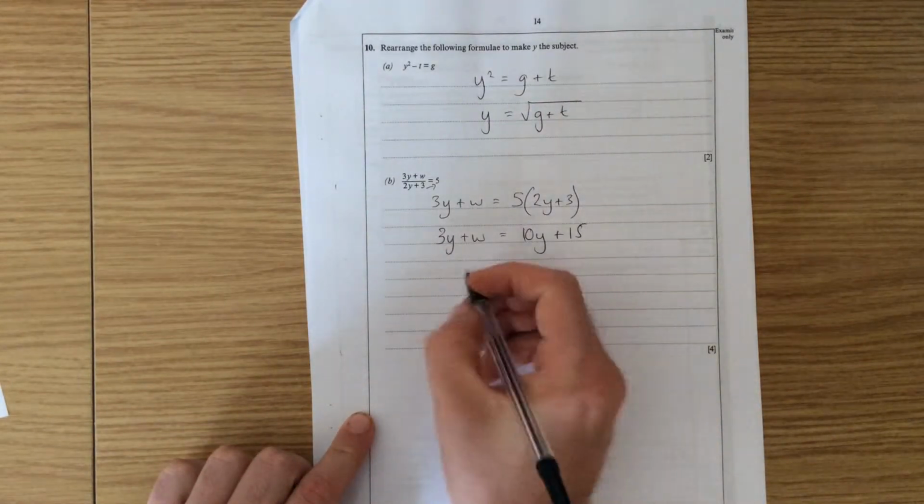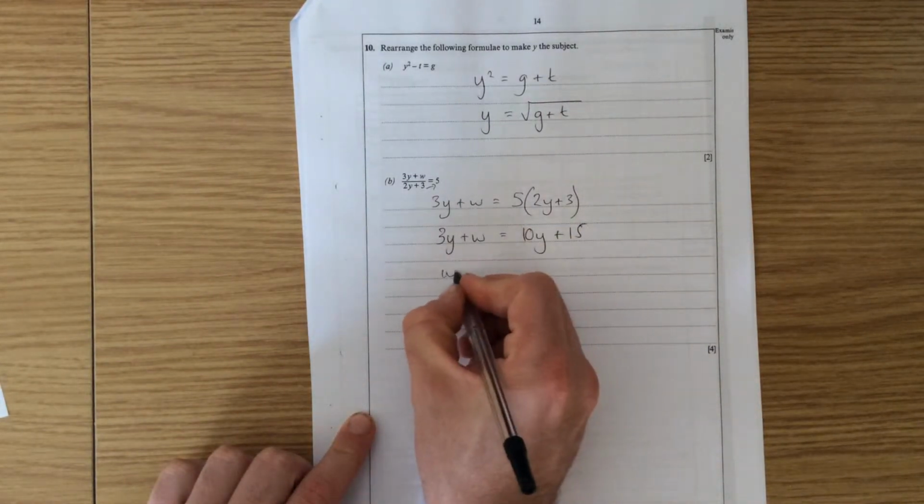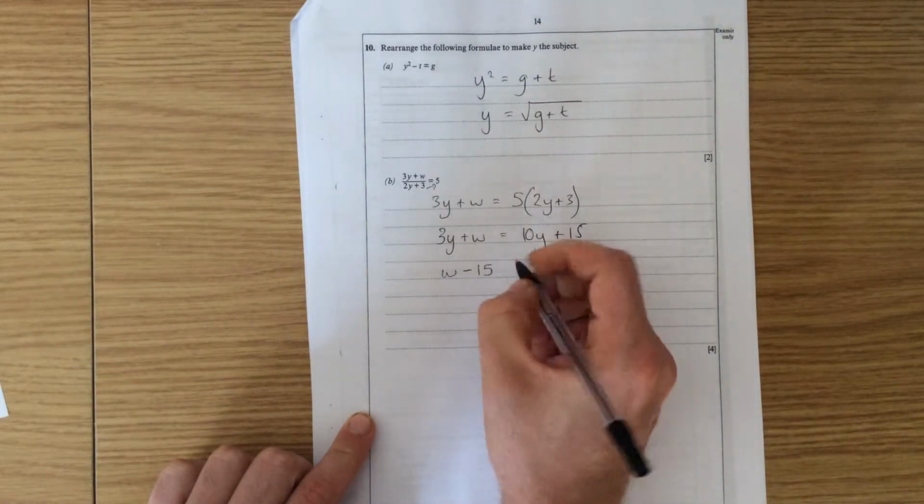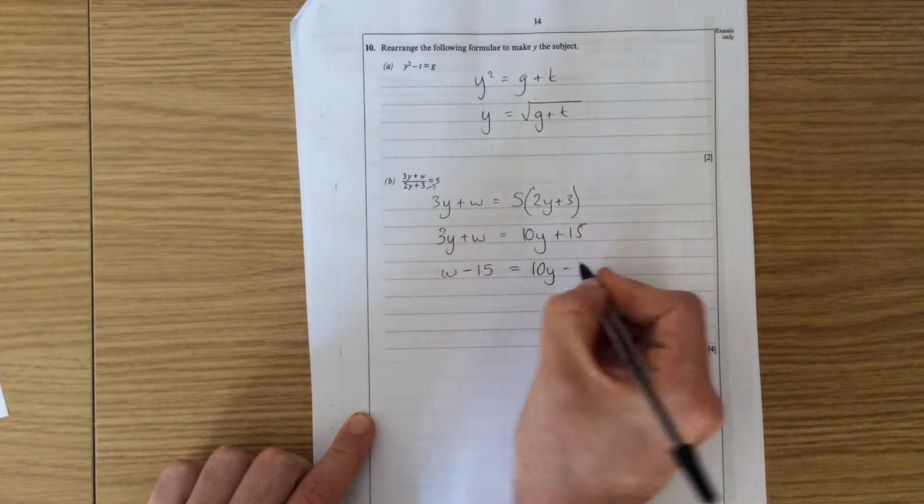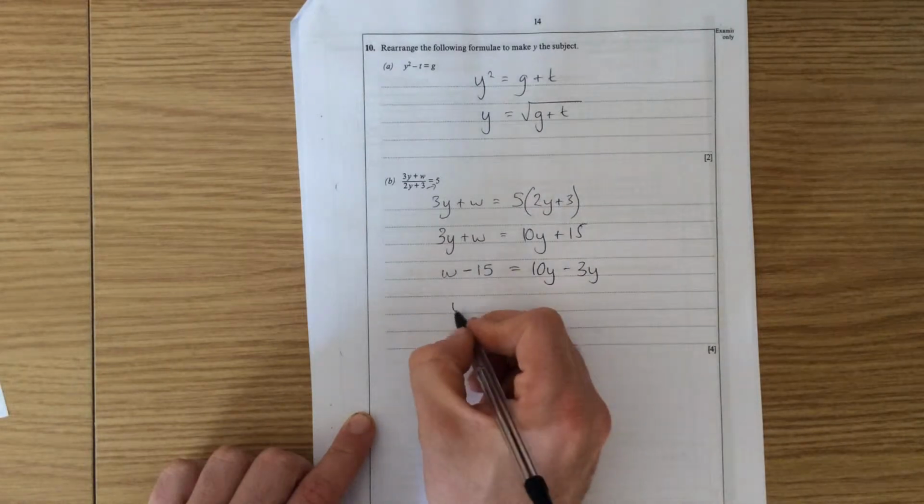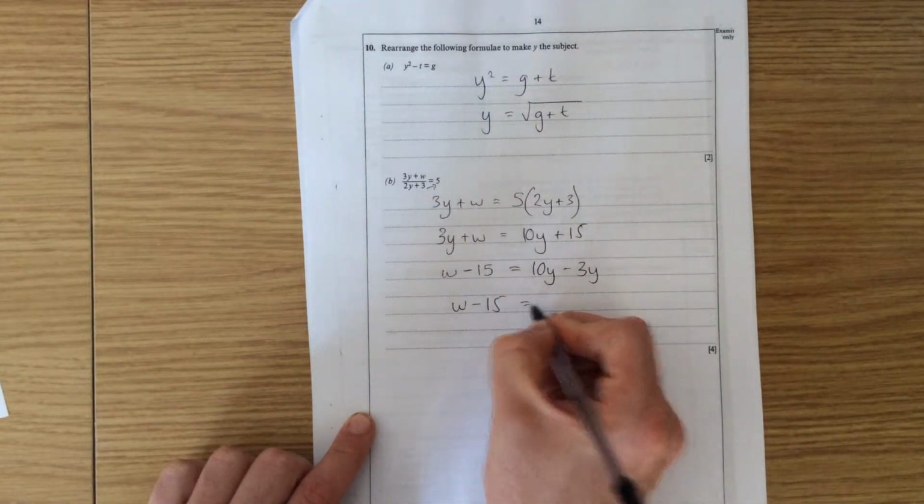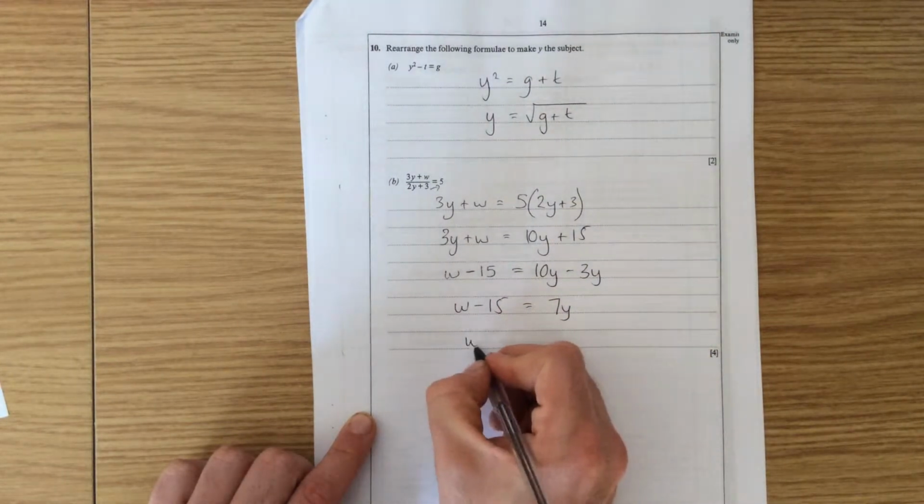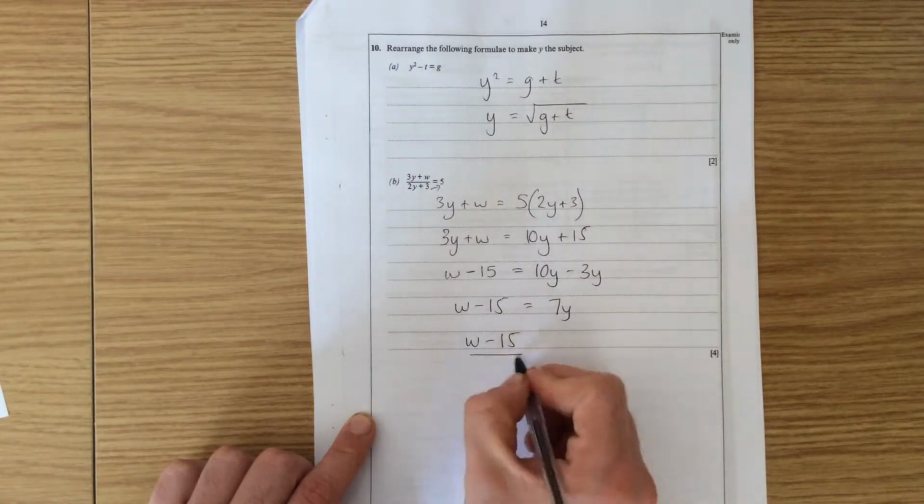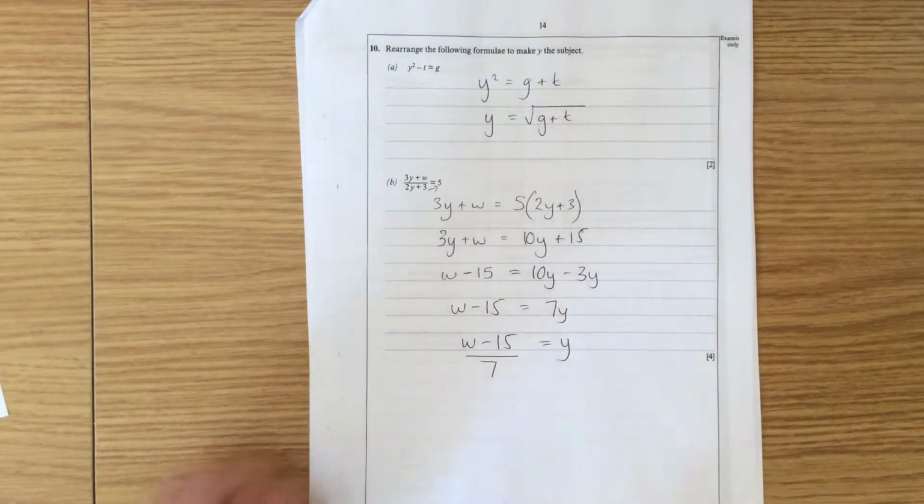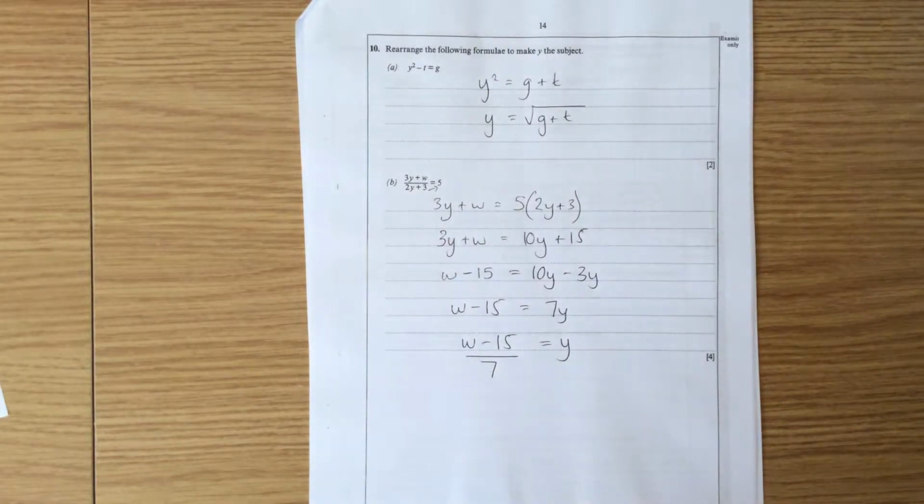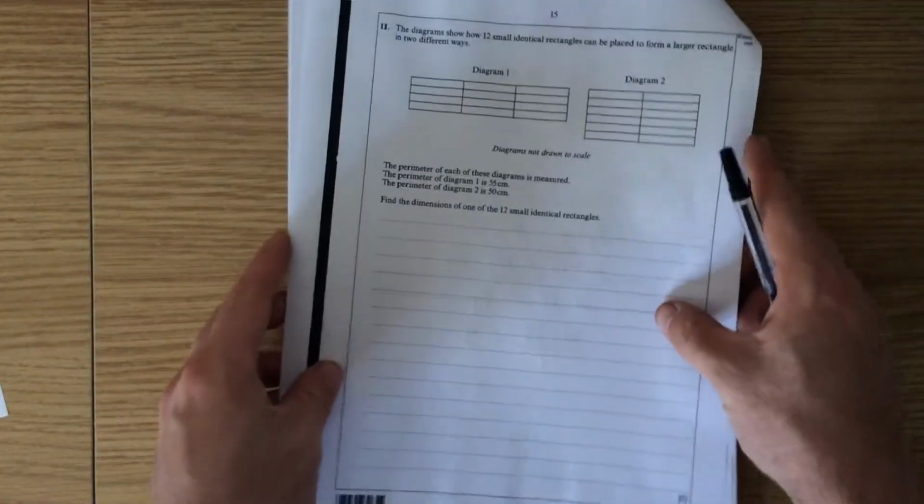So I'm going to take this 3y over here and I'm going to bring the 15 across. So I'm going to get w minus 15 equals 10y minus 3y. So I get w minus 15 is equal to 7y. And remember, I want y on its own. I don't want to know what 7y's are, so I divide the 7 out and get w minus 15 divided by 7 equals y.